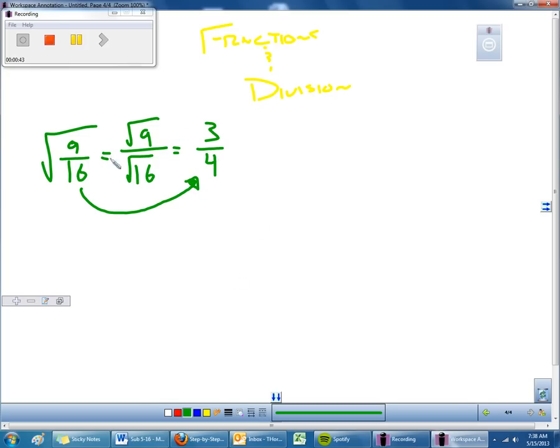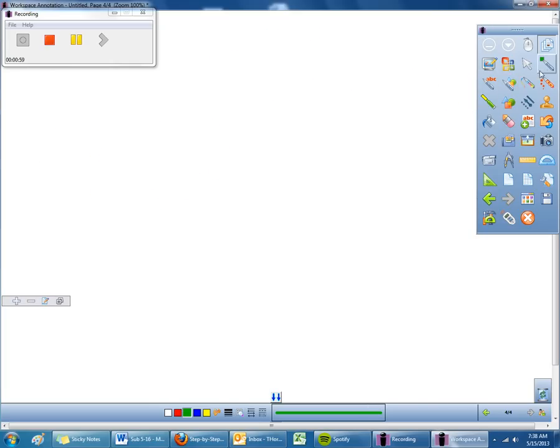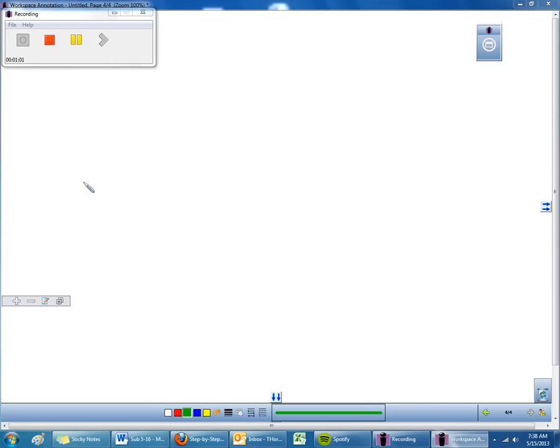That's basically the property that if I have the square root of a over b, that's the same thing as square root of a over square root of b. So we need to commit that to memory. So we're about to look at another example that's a little bit stickier. I've got the square root of 8 over 12.